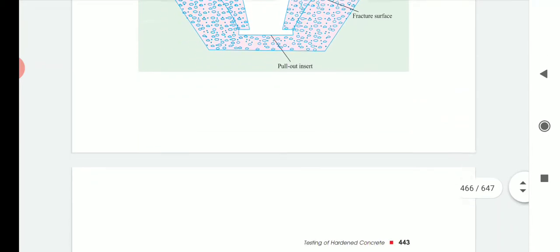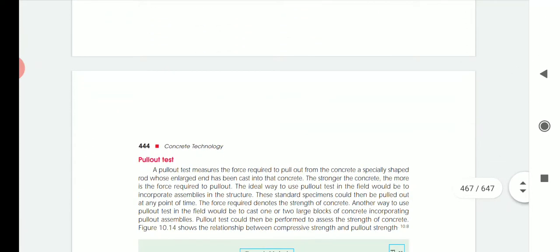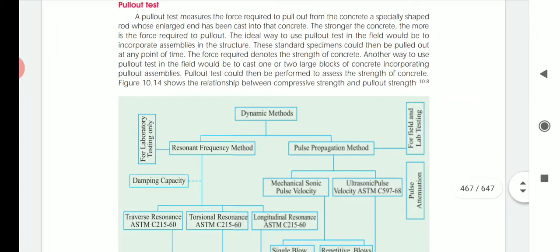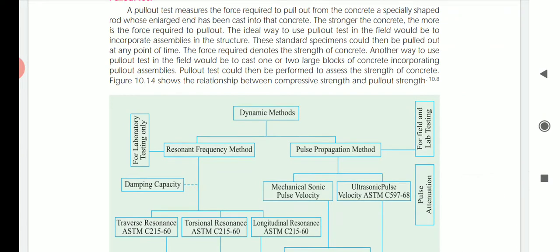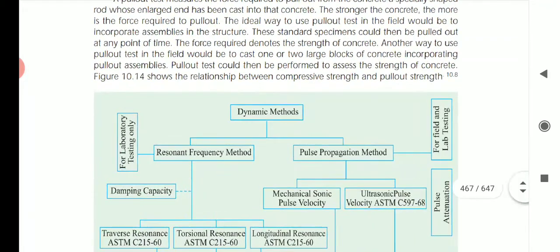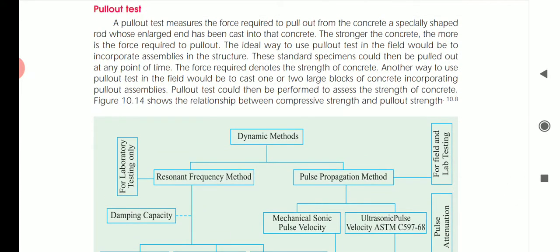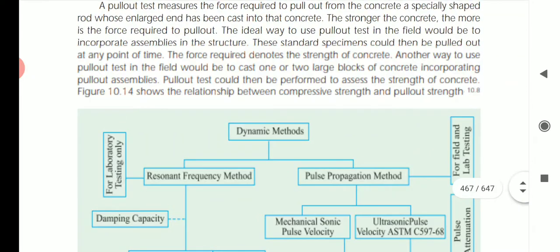Next we have one more test called the pull out test. So what is this pull out test? A pull out test measures the force required to pull out from the concrete a specially shaped rod whose enlarged end has been cast into the concrete. The stronger the concrete, the more force is required for the pull out. Whenever the concrete is being cast, we place some steel bar or rod. So when you pull it out, if it requires more force, then we can say the concrete has good strength. If it does not require much force, then we can say that the concrete is weaker in condition.